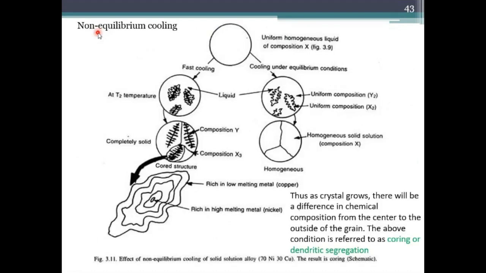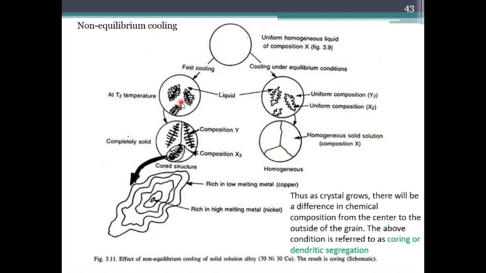Okay, like this. See here, cooling under liquid equilibrium condition. As I told you, non-equilibrium, equilibrium. Equilibrium condition means it will form a homogeneous solid solution like this. Dendrites will be formed and the loop over dendrites will be formed, and they will be still more further, and they will be joining together to form the grain boundaries. So that solution we call a homogeneous solid solution.